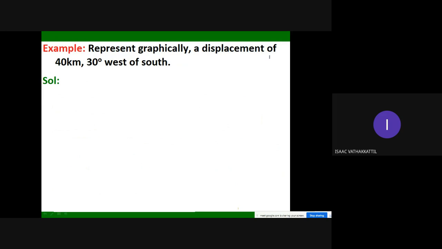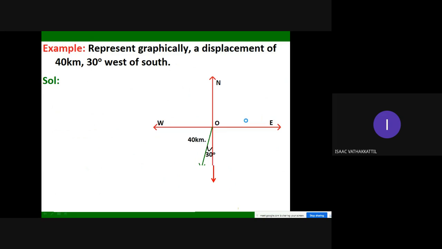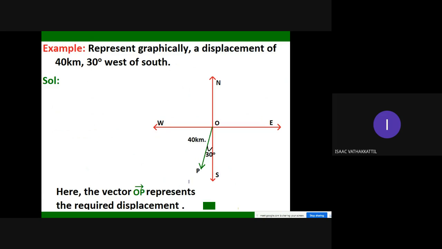Represent graphically a displacement of 40 kilometers, 30 degrees west of south. Remember, you have north and south. North will usually be up, and you have south, and west is this way. So 30 degrees west of south, and we have length 40 kilometers. How do we represent it? Here the vector OP represents the required displacement. We are only asked to represent it.